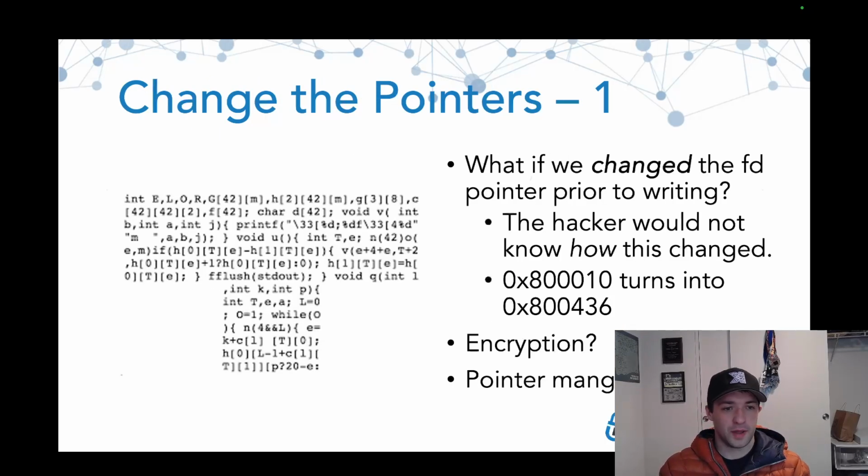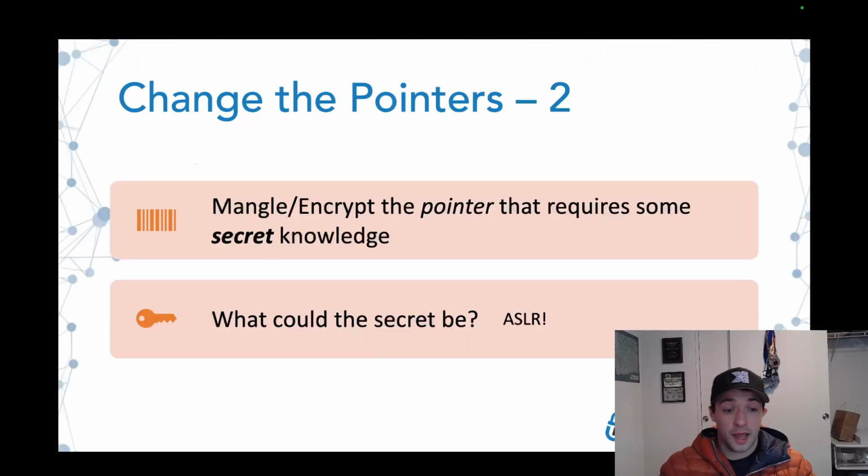So the idea behind pointer mangling is, what if we change the FD pointer prior to writing it? The hacker will not know how it was changed, and as a result it prevents it from being trivially changed by the attacker. So you could do some sort of encryption, obfuscation, something like that. What they ended up deciding on was something fairly lightweight, where you can mangle/encrypt the pointer with some sort of secret piece of knowledge.